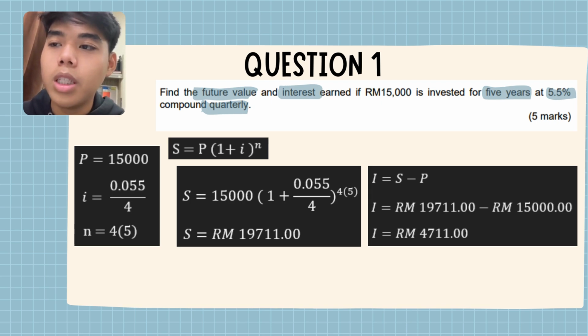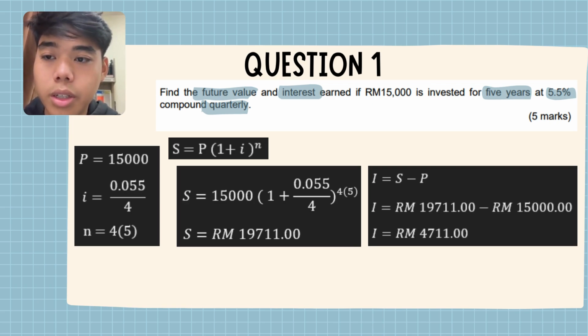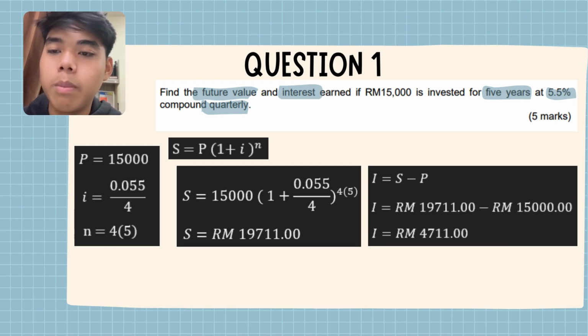years. Step 2, we need to use the formula for future value, which is S equal P, open bracket 1 plus I, close bracket, and substitute the values, which is S equal 15,000 ringgit, open bracket 1 plus 0.055 divided by 4, close bracket, 4 multiply 5, and we get S is 19,711.